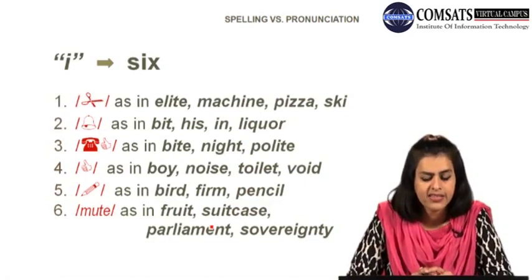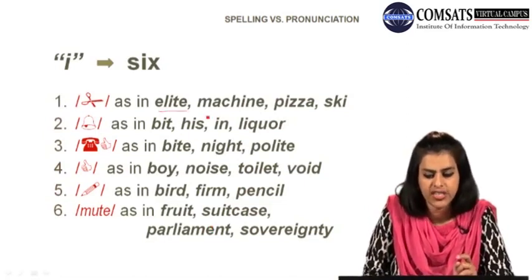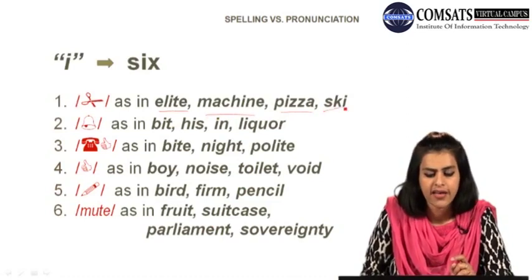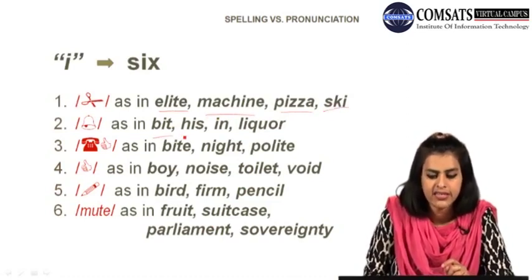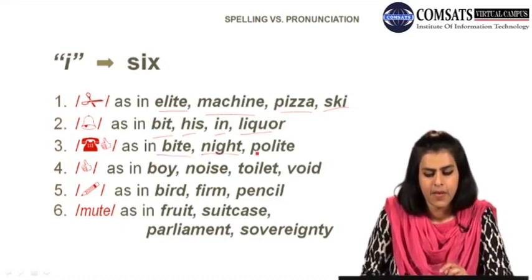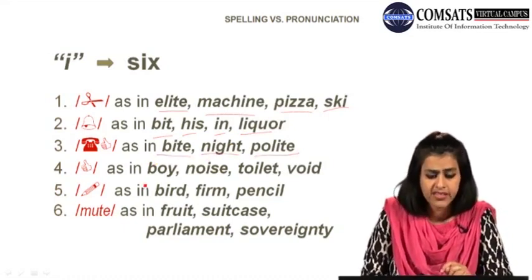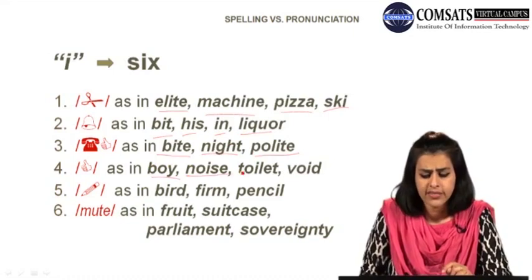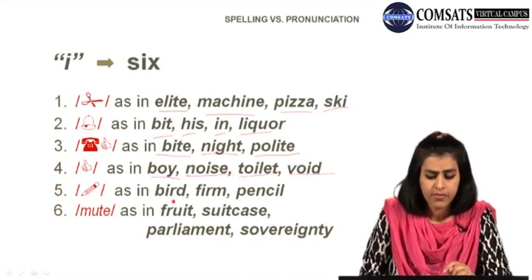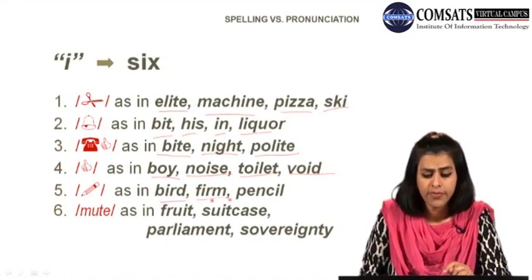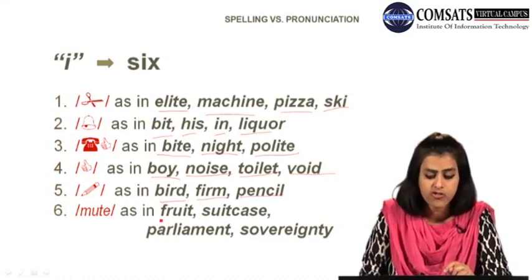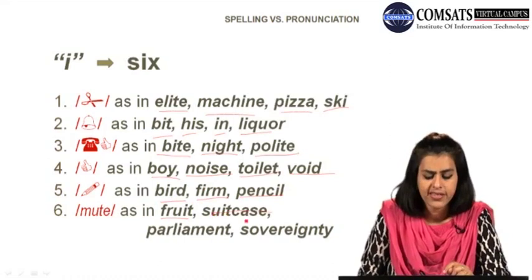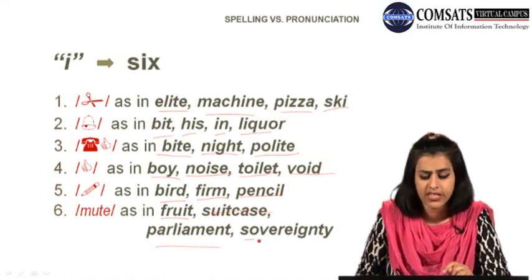There are 6, as in elite, machine, pizza, sky. As in bit, his, in and liquor. As in bite, night, polite. As in boy, noise, toilet, void. As in bird, firm, pencil. As in fruit, suitcase, parliament and sovereignty.